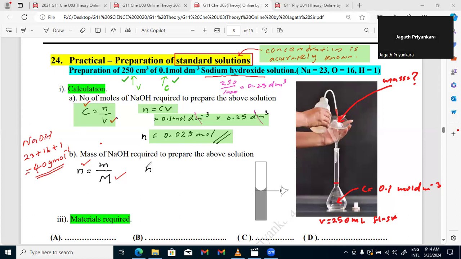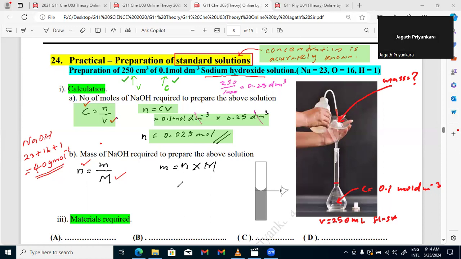Now, number of moles equals, sorry, we have to find the mass, not the moles. So the unknown one is m. So I'll make m the subject. You take capital M to the other side, students. Moles multiplied by molar mass. In grade 10 under chapter 7, you have done it. How to convert moles into mass? Moles multiplied by molar mass.